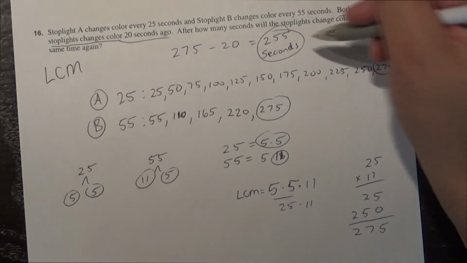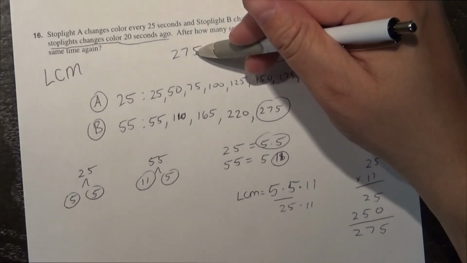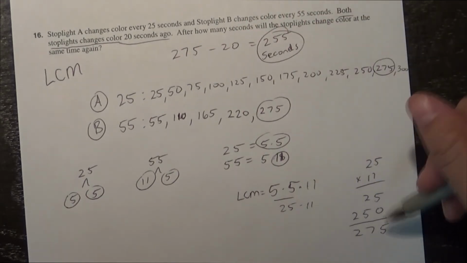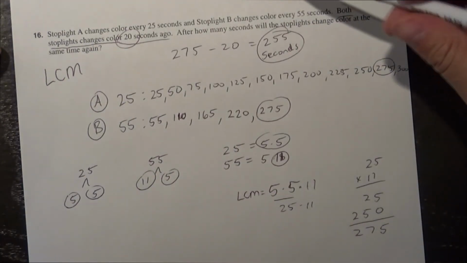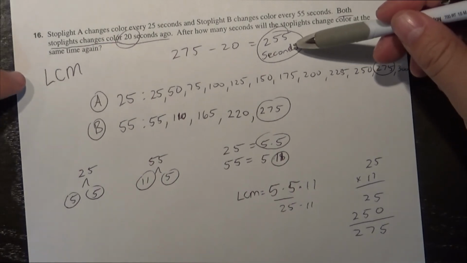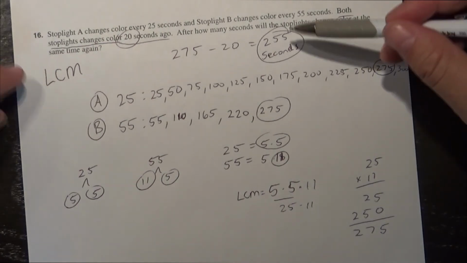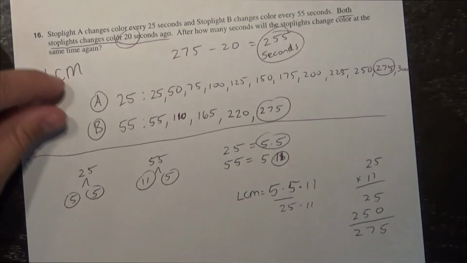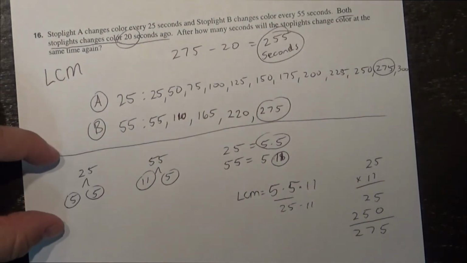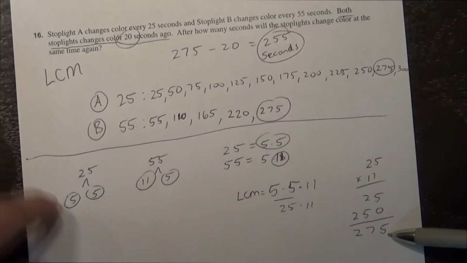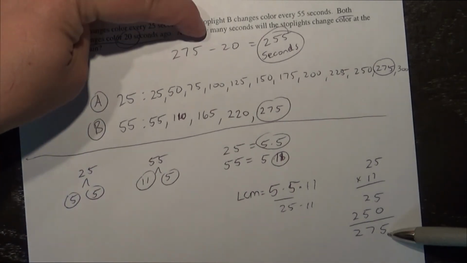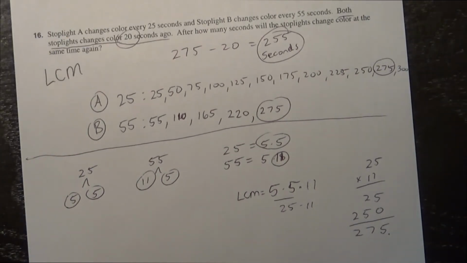So I figured out the same answer up here, 275 seconds. The big thing to know is that that stoplight has already changed 20 seconds ago, so we have to subtract that amount to get our final answer. So whether you like listing out your multiples, as I did up here, or using your prime factorization as I did down here, we're going to get the same answer. 275 seconds is when they turn together at the same time again. But we have to make sure we subtract as well to get our final answer of 255 seconds.